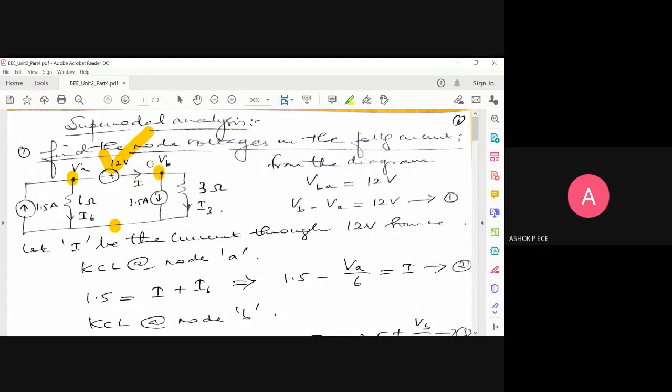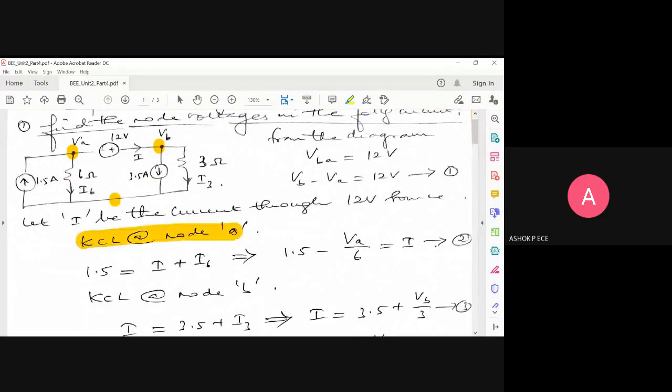See here in node VA, first, we'll mark the current directions. See, 1.5 ampere is coming towards the node, and I am marking I6 as going away, and this capital I is the current through the voltage source. So one current is coming in, and two currents are going out. So I am writing the KCL at node A.